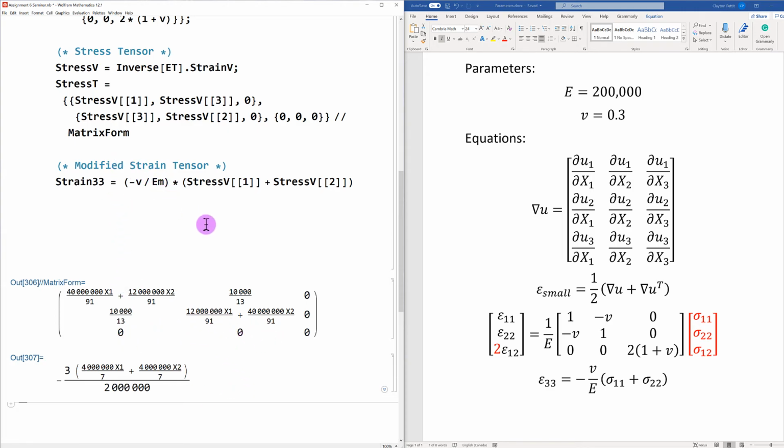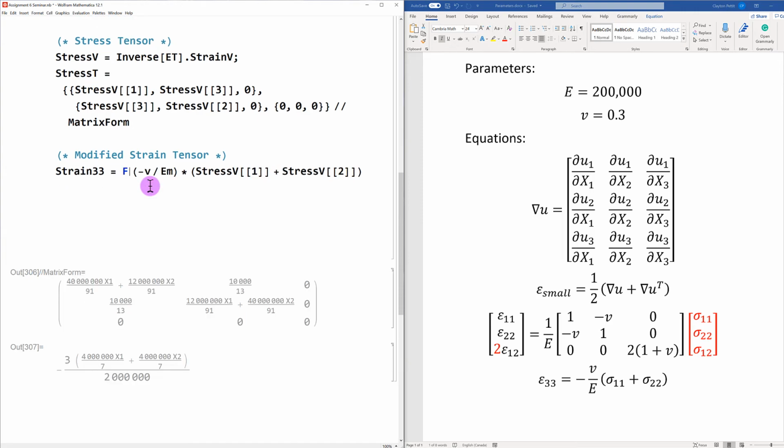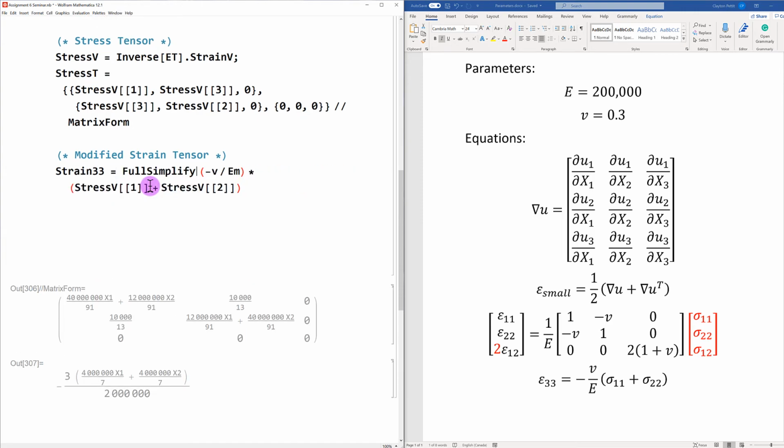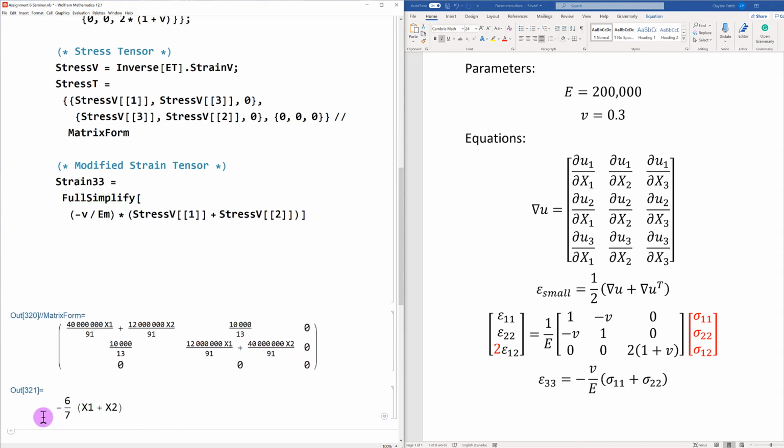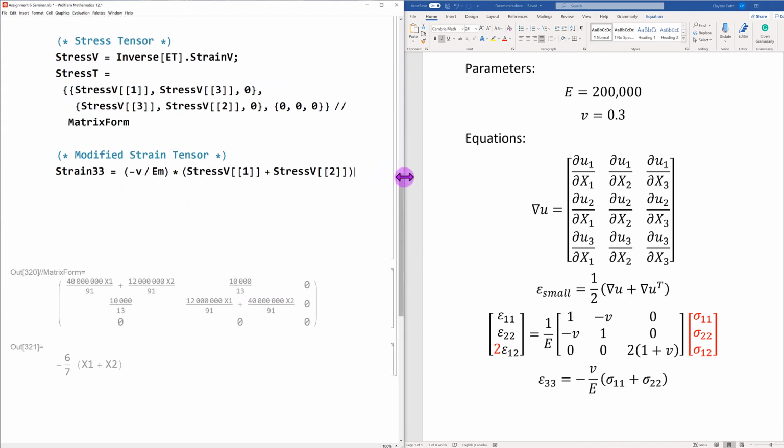We can do full simplify later on to make it a little bit cleaner, but actually, you know what, might as well, we got time. Let's check out what the full simplify function does to this bad boy right here. So I'll just put the full simplify around it. Oh, as we can see, it simplifies into negative 6 over 7 times x1 plus x2. So again, use that full simplify. It'll make things a lot easier for you. So I'm going to get rid of it.